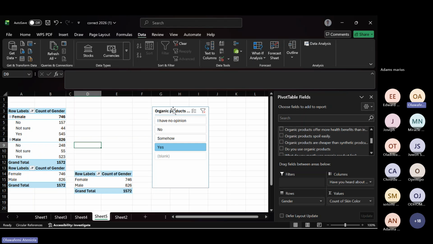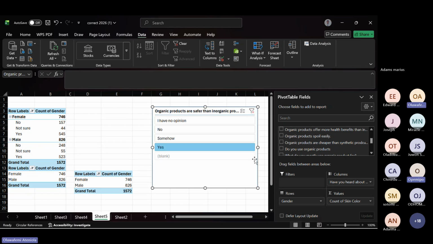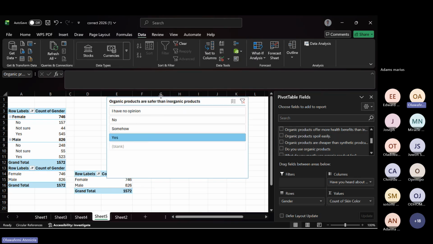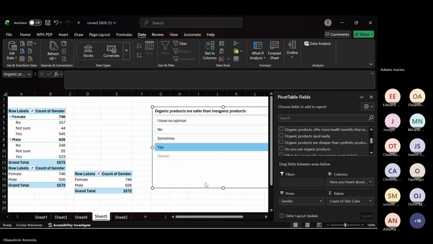So organic products, what's the question again? Organic products, did he say they are healthy to use? I'm trying to understand what was here. Okay. So now it says organic products are safer than other products. If we are going to take this particular one out, I'm going to put it here at the top. Yes, I have too many things going on in my screen now.